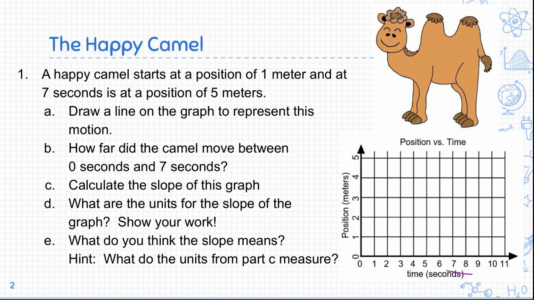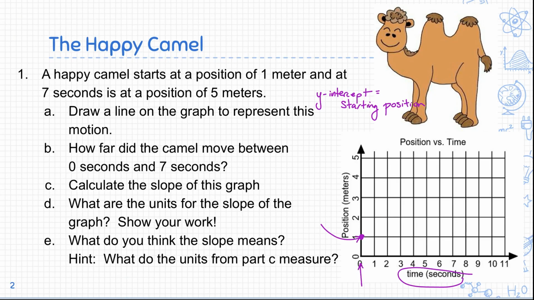So down here we have time. So if you're starting somewhere, you're looking at the time where time is 0. And the position is 1 meter. Now this is also called the y-intercept. So the y-intercept is also your starting position.